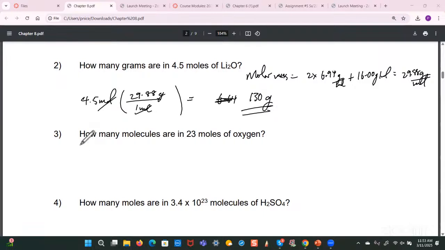Okay, what about number 3? Anybody try number 3? How would you go about number 3? Starting off with 23 moles of O2. And the question is asking how many molecules are there in 23 moles of O2?